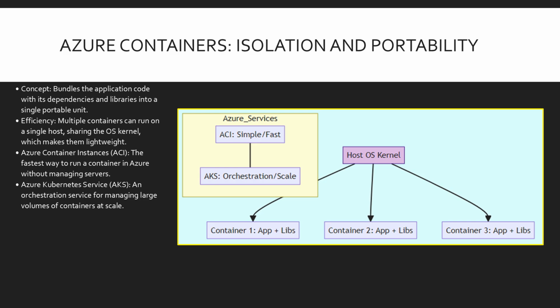This diagram illustrates container architecture. At the bottom is the host OS kernel, which is shared. Branching up are three distinct containers, each holding its own app and libs. This visualizes how they share the underlying system resources. The subgraph below lists the Azure services: ACI for speed and simplicity, and AKS for scale and orchestration.